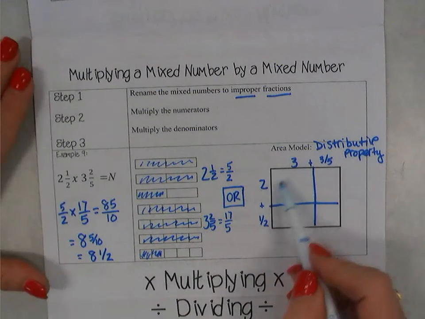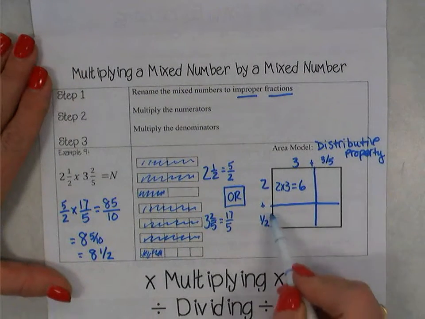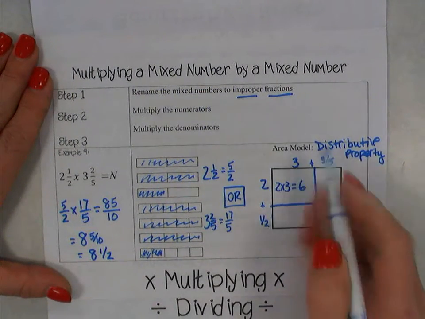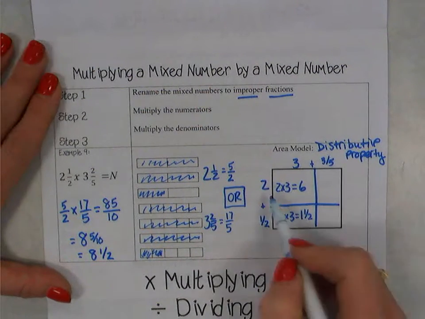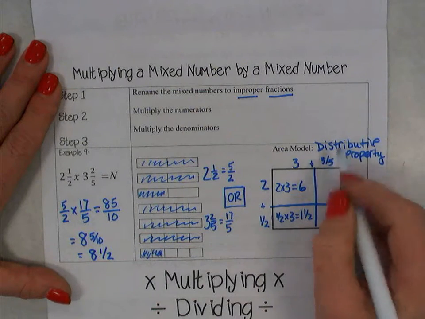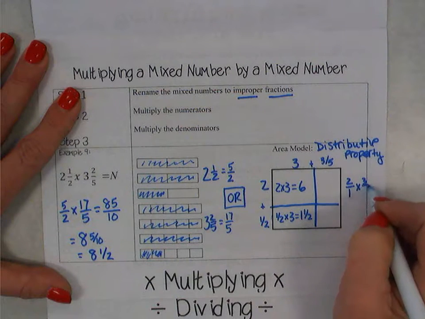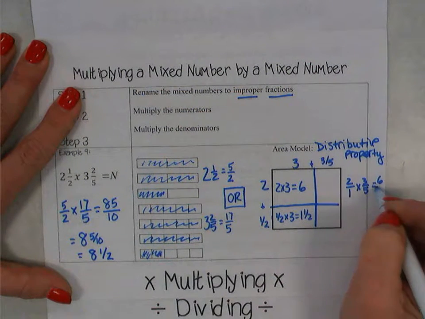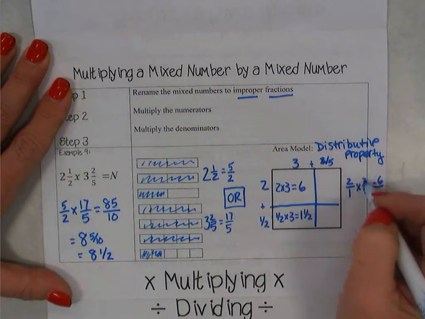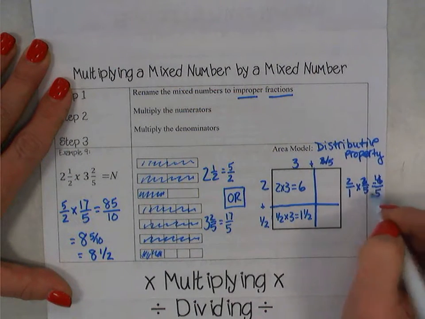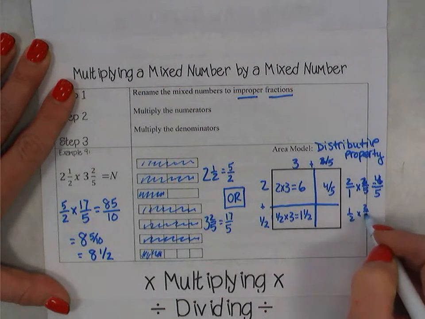So multiplying the whole numbers, that's pretty easy to do. 2 times 3, that gives me 6. Then I need to multiply 1/2 times 3, so half of 3 is 1 1/2. Then I need to multiply 2 times 2/5. Remember, I can write a whole number 2 as 2 over 1. So I can still multiply across. I get 4 fifths. And then 1/2 times 2 fifths is 2 tenths.